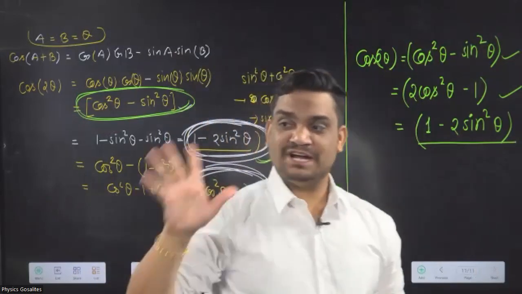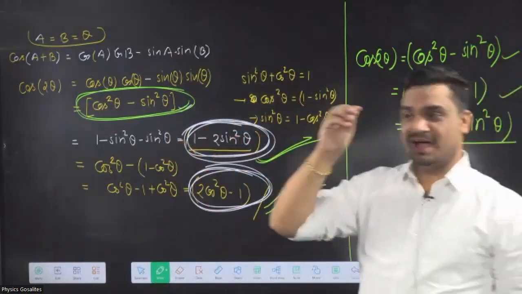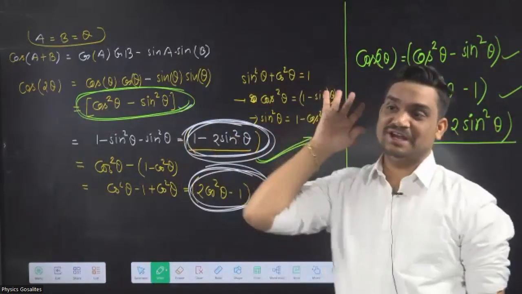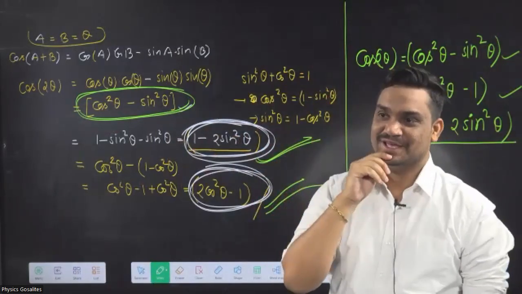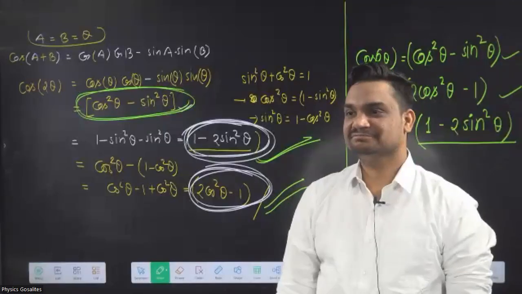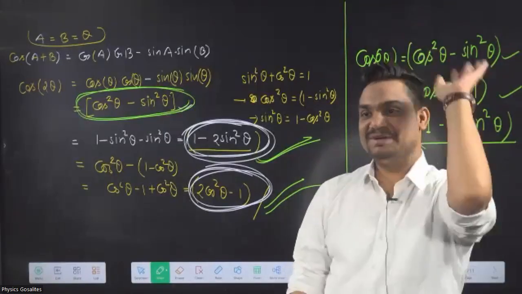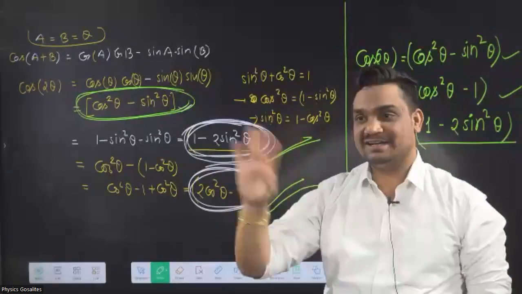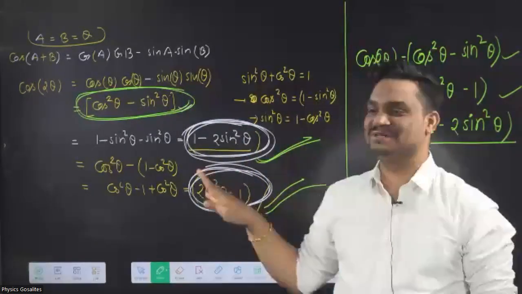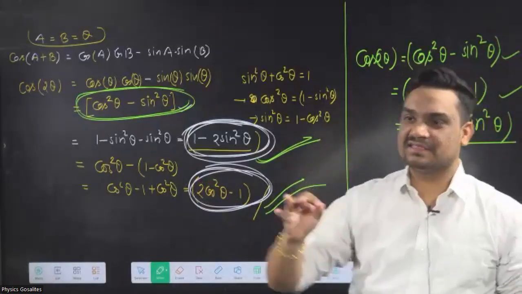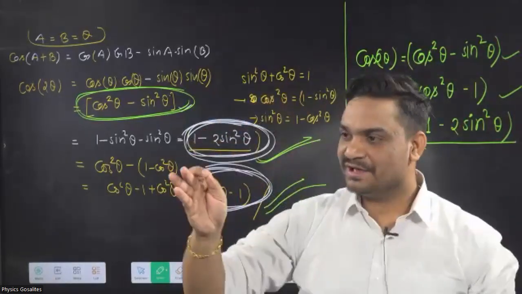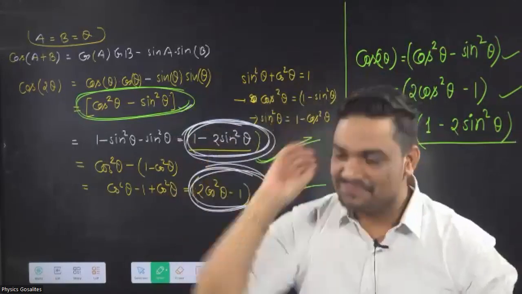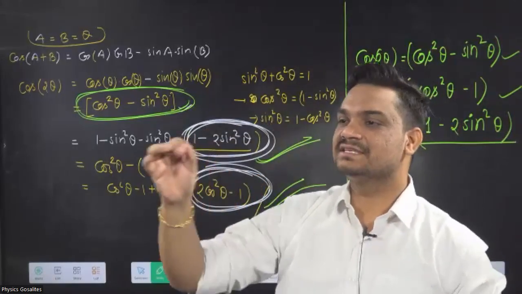If you avoid physics, physics cannot avoid you. You have to do the physics. If you avoid physics, 180 marks are gone, and selection is not possible. If anyone is thinking that they can get selected without doing physics, the chances are very slim.